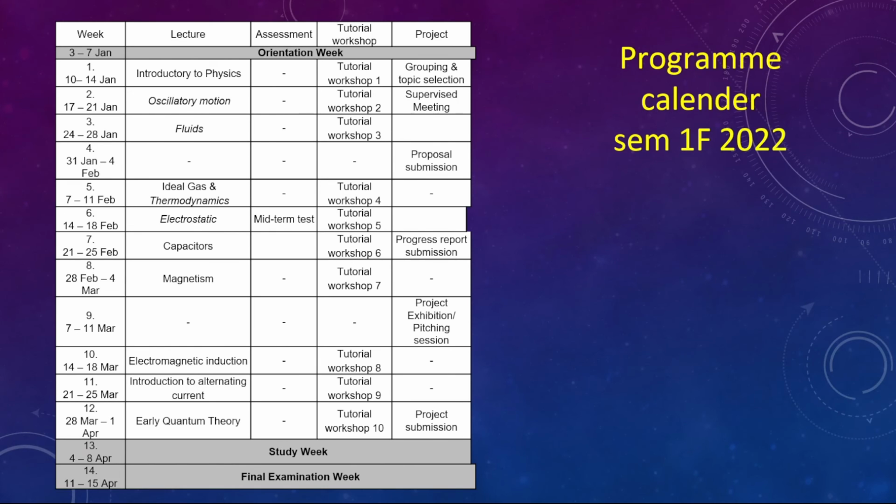So this is the program calendar for this semester. You can find this in your unit outlines. This is probably the tentative calendar first. I will have to wait for the reply from my collaborators. So check on them, and if you have any issue, you can let me know as well.